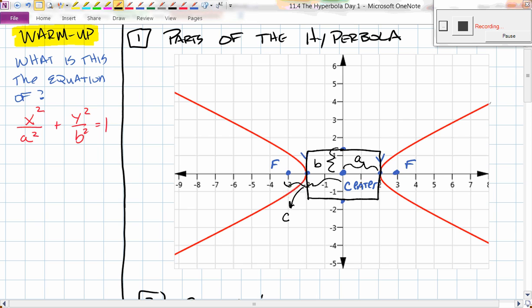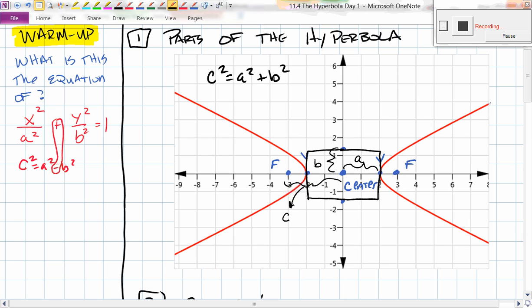Now, do you remember the relationship between the ellipse for C, A, and B? Yeah, if I'm going back over here in the ellipse category, we had C squared was A squared minus B squared. Notice that the signs were different. So, what would the relationship be for the hyperbola then? C squared has to be A squared plus B squared, which is basically the Pythagorean theorem, right?